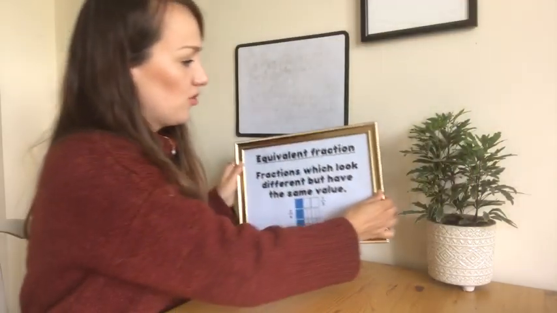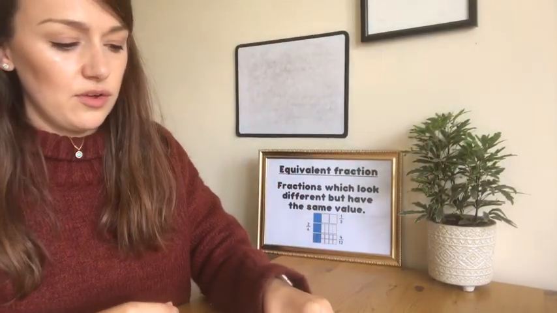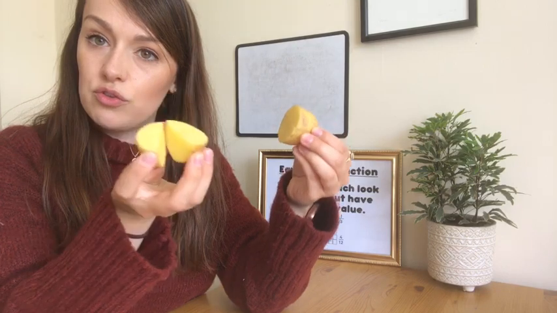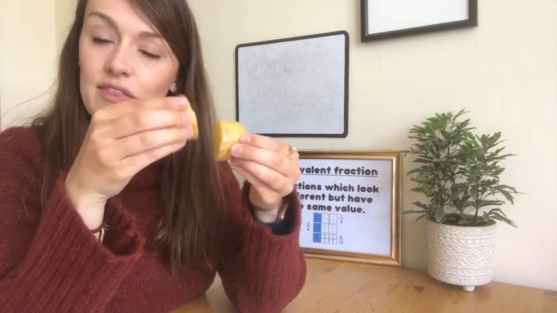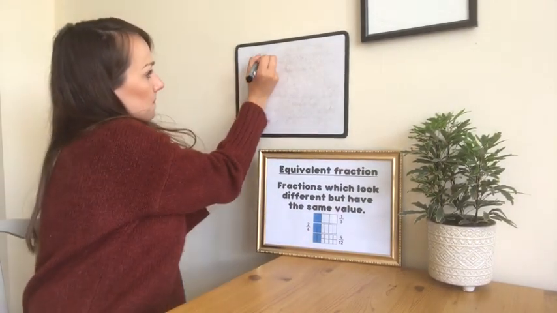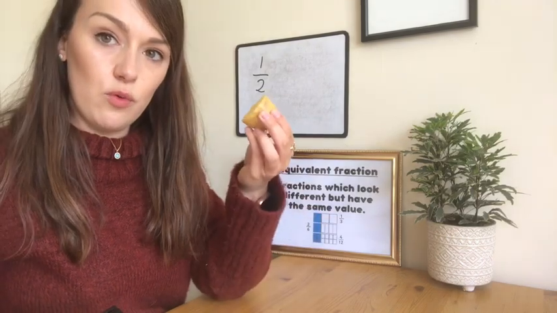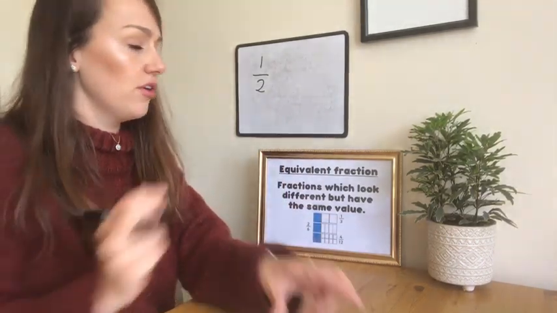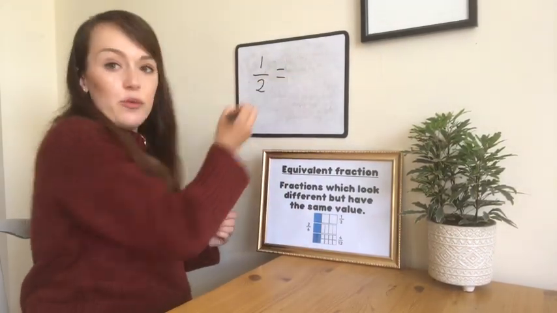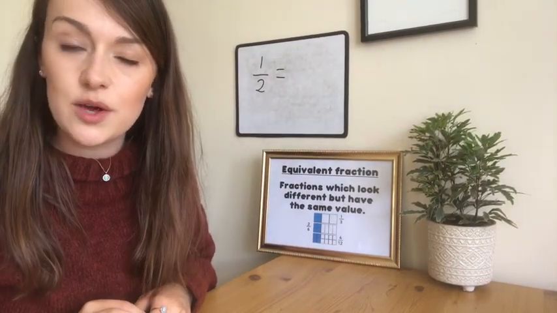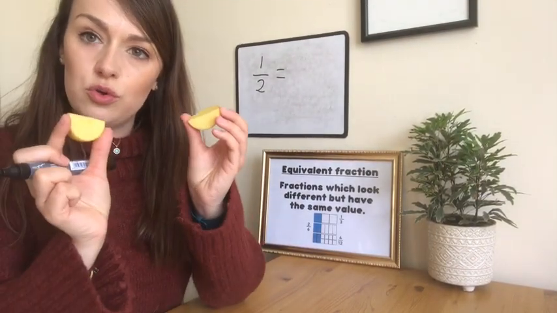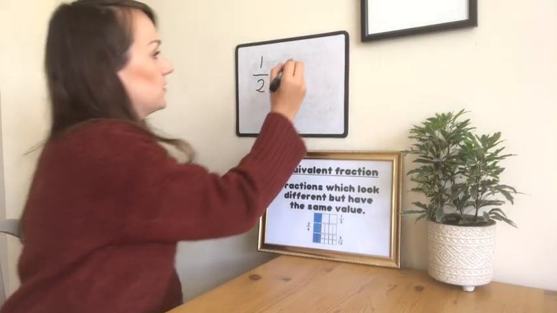Okay, so if we go back to our potatoes, we can see that 1/2 of the potato is equivalent to 2/4, okay? They look different. So if we write that down, 1/2 of our potato is equivalent to, so we'd show that with an equal sign to show that it's equal to 2/4 of the potato.